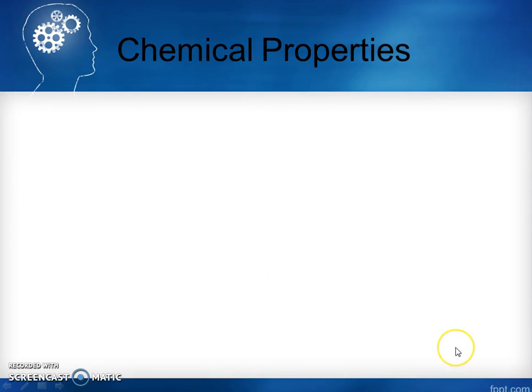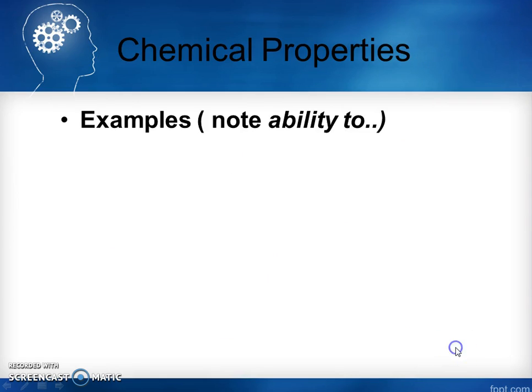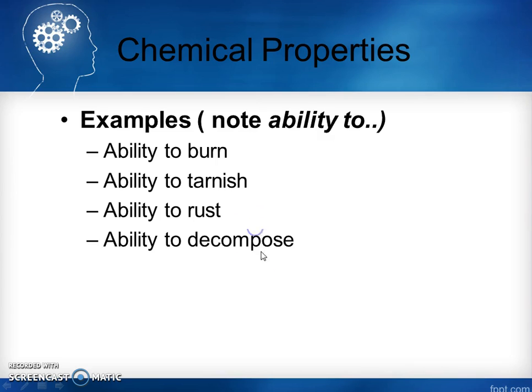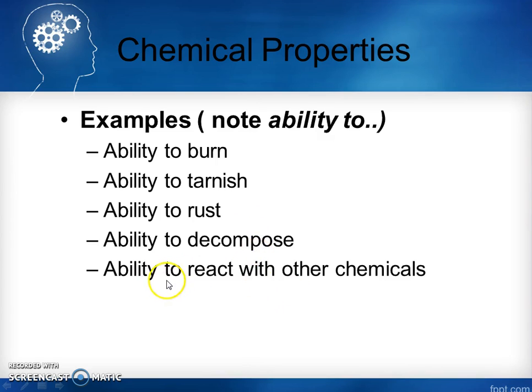Okay, now on to the chemical properties. And what you need to note here is the word ability to. So a chemical property is what would happen. What's this substance able to do, or what will it do? So for example, the ability to burn or tarnish, ability to rust, decompose, ability to react with other chemicals. So it's what would happen with this chemical. Okay, that's a chemical property.